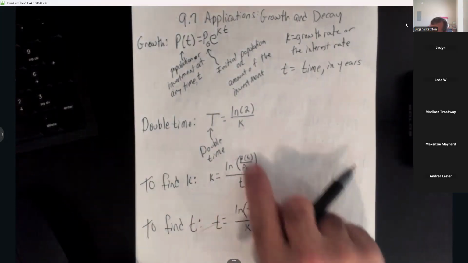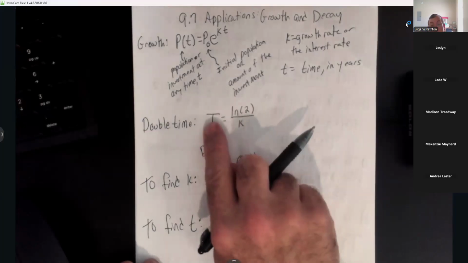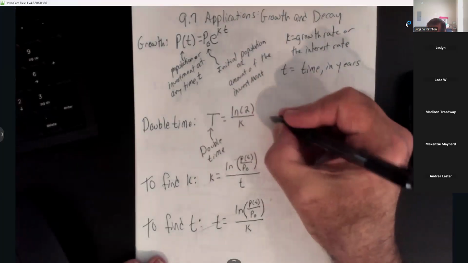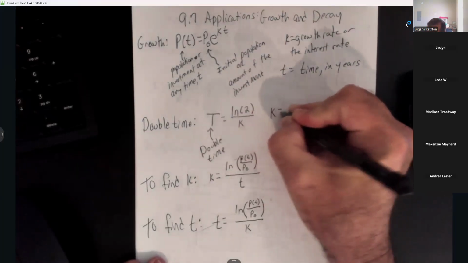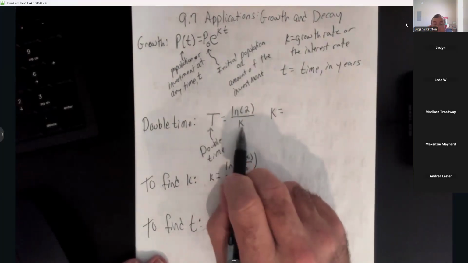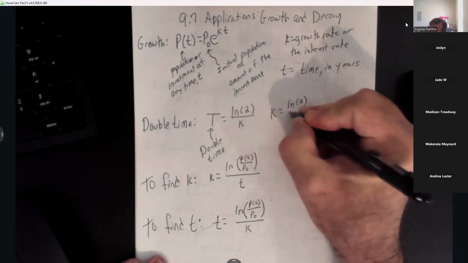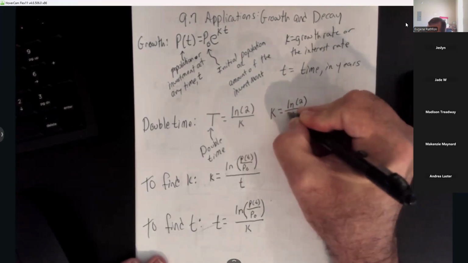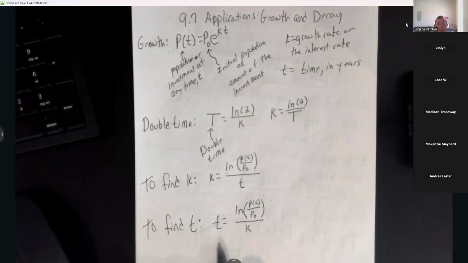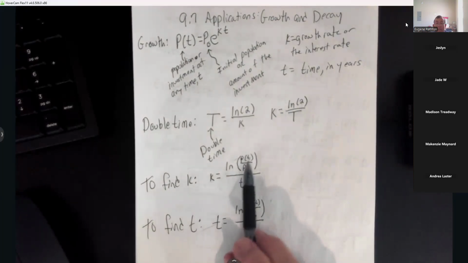Now, y'all, I'll tell you another one. If you know the double time, there's another way to find k. If you know the double time, then you can find the k by doing the ln of 2 divided by the double time, okay? So down here, k is if you don't know the double time, but you know everything else.